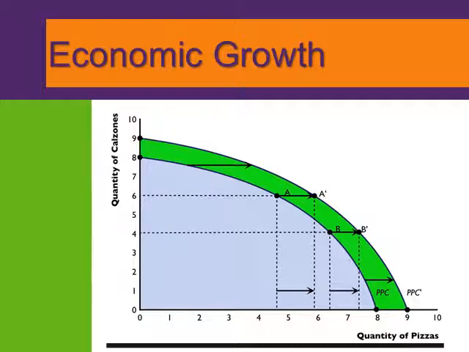However, this isn't always the case. Let's imagine that all of Guido's workers get training in more efficient ways to make calzones. This would expand the calzone side only of the graph without expanding the pizza side. While it would still increase the combinations, it would not have as much of an impact on the overall growth.